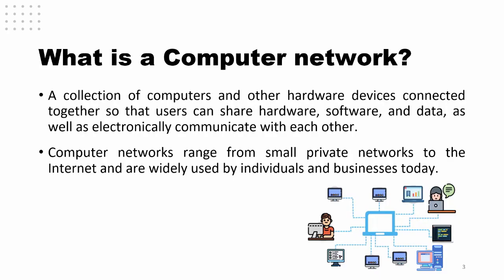The internet that you all use today is one example of a computer network. What you all are doing on the internet is what happens in a computer network. It is a very wide area network where anyone around the world can connect and work. There could also be networks within a small area, like what you can see in your computer labs at schools and in your university offices. So computer networks range from small private networks to the internet, which are widely used by individuals and businesses today.